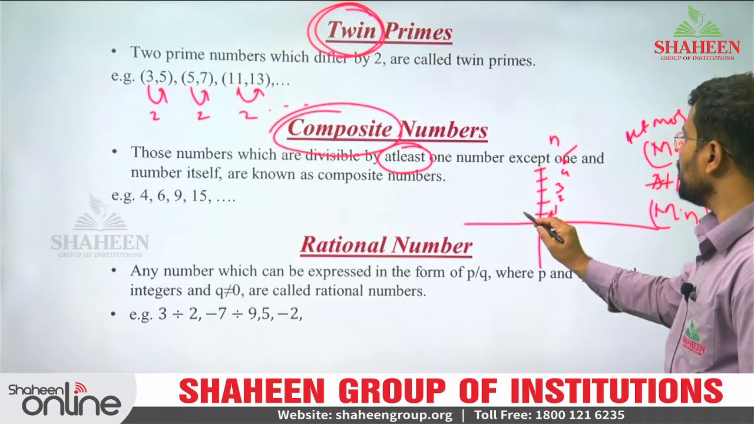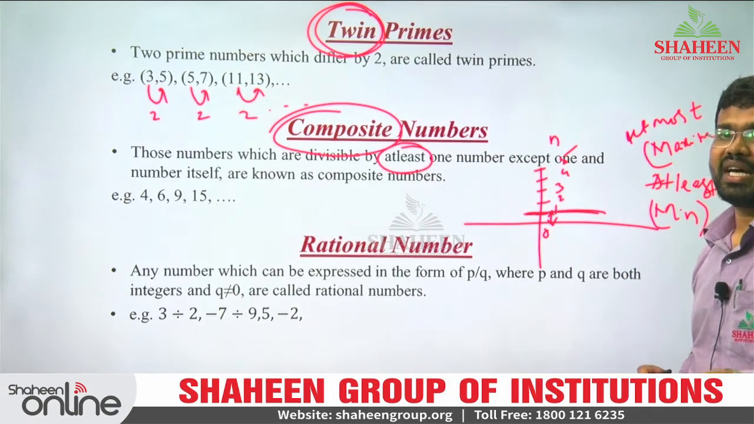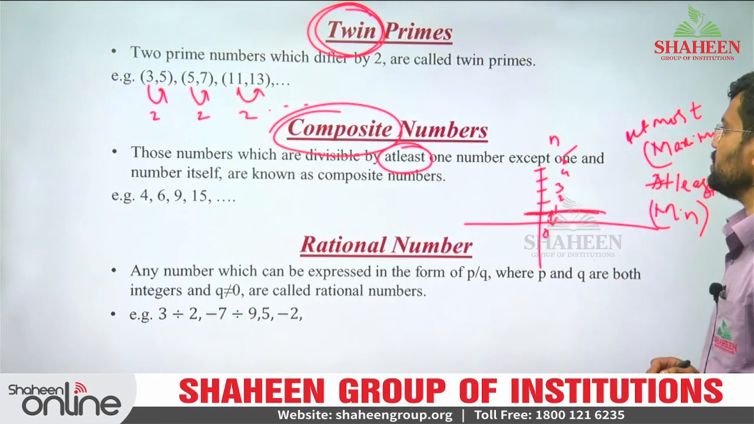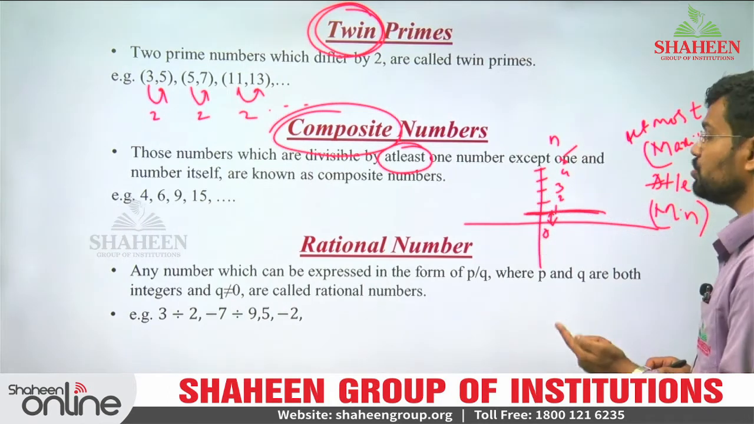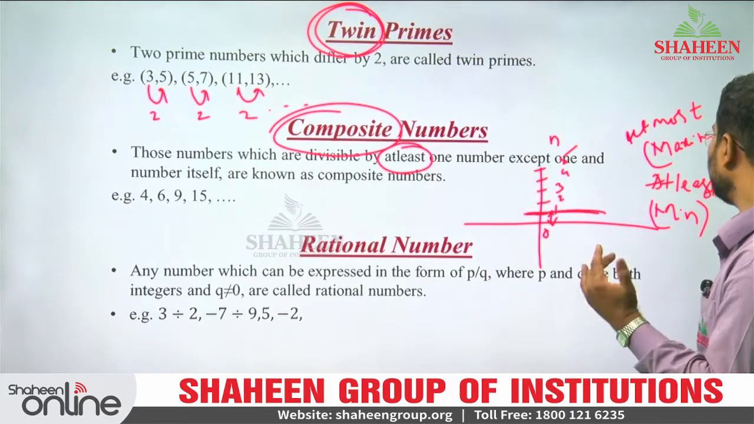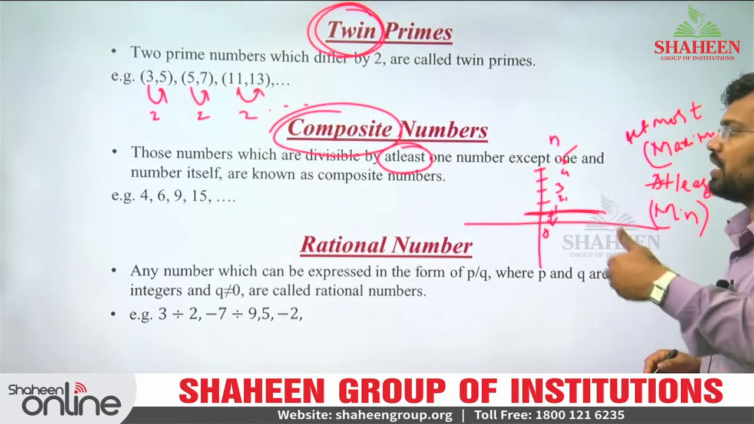At least one, minimum, it should be divisible by one number other than the number itself. Except one and the number itself, it should be divisible by one. So it can be more than one. It can be 2, 3, 4 and 5. It can be any numbers, but it should be greater than one numbers.